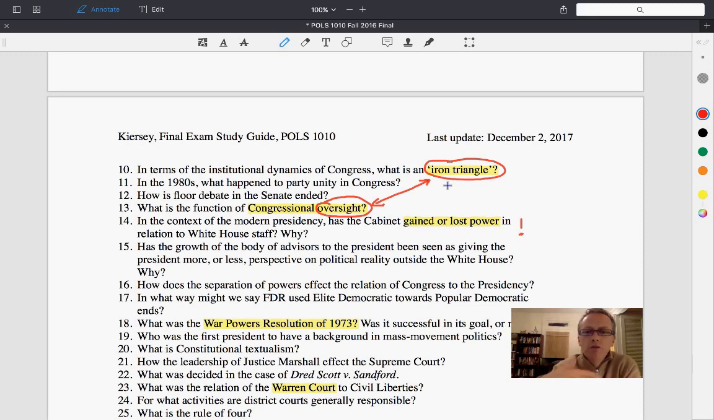So congressional oversight is important because it's the opportunity that the people have to shine a light on these processes that are going on in these closed door sessions of the Iron Triangle.